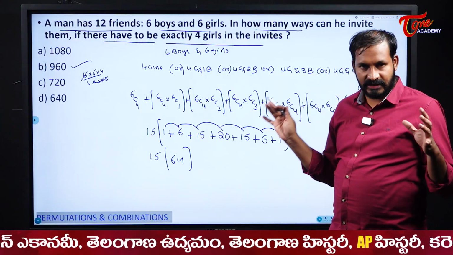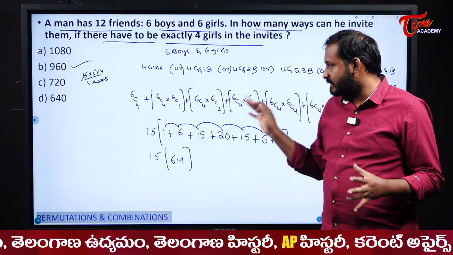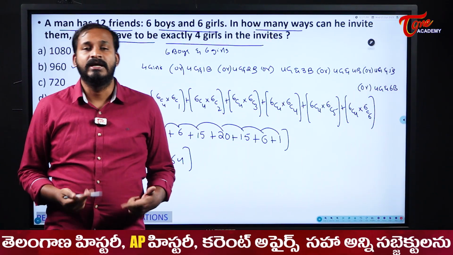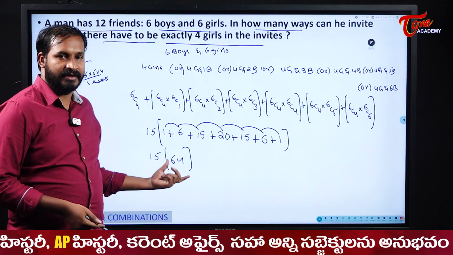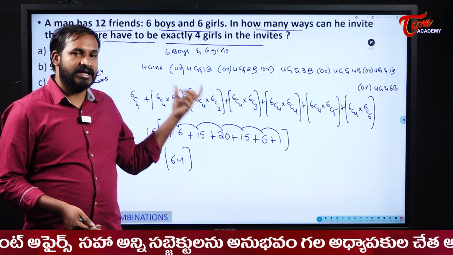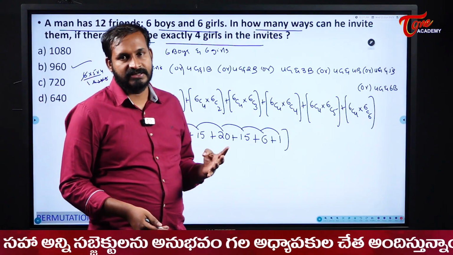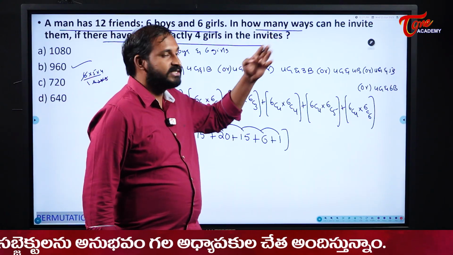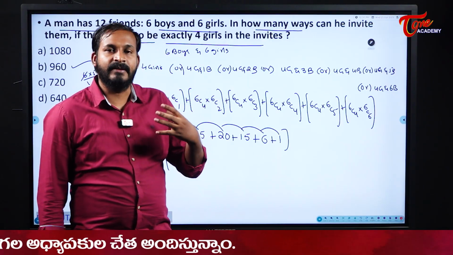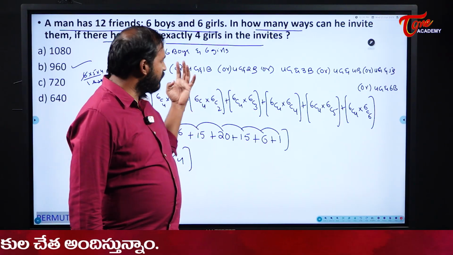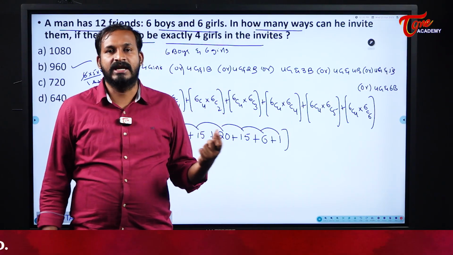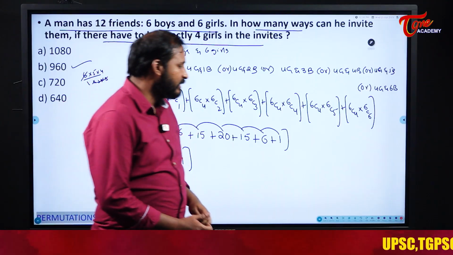So even though it looks lengthy, the concept is very simple. If you write the data, most of the things will be repetitive and you will get the answer quickly. So here our answer is 960. In 960 different ways, we can select exactly 4 girls. Why? Because it doesn't mention the number of invitees he was inviting. So the number of invitees may vary. Only 4 girls he can invite, or in all the different cases which we have seen here, he can invite in any manner. Okay. Next one.